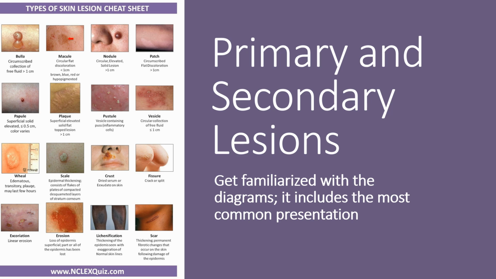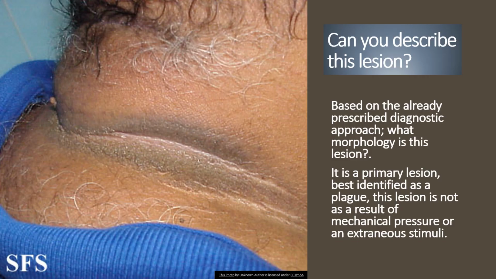The following diagram depicts primary and secondary lesions. Get familiarized with the diagram because it includes the most common presentations. Can you describe this lesion? Based on the already prescribed diagnostic approach from the presentation, what morphology is this lesion? It is a primary lesion, best identified as a plaque. This lesion is not as a result of mechanical pressure or an extraneous stimuli, or scratching or itching.